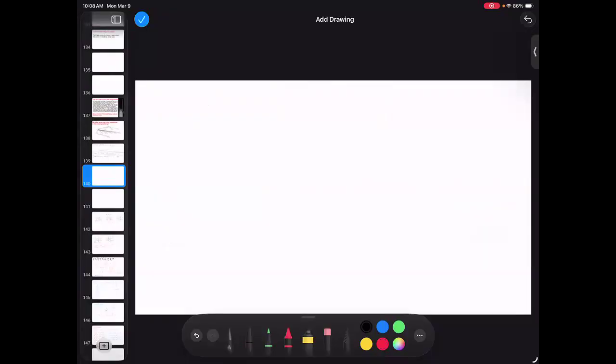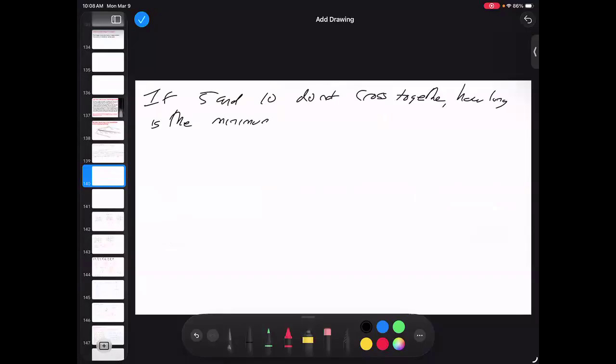Okay, so here's the question. If 5 and 10 do not cross together, how long is the minimum time? So 10 has to go over, right? 10 goes over is plus 10 minutes. 5 goes over equals plus 5 minutes, right?